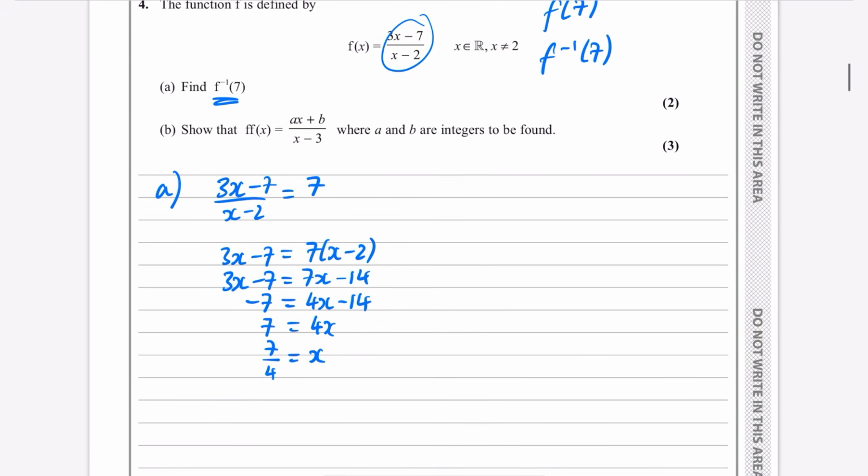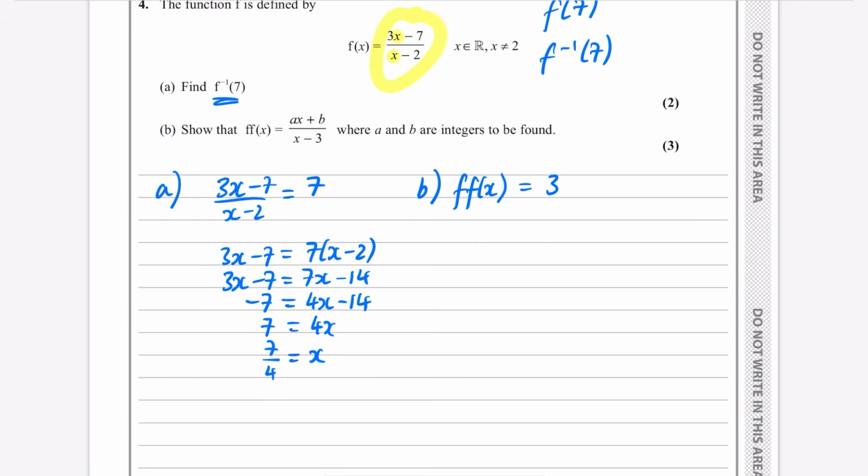Part B of the question says, show that f of f of x is ax plus b over x minus 3. So that means we're going to take the function and we're going to put it back inside the function. So f of x means anywhere that I see x in this bit, I'm going to replace it with the overall function that we have.